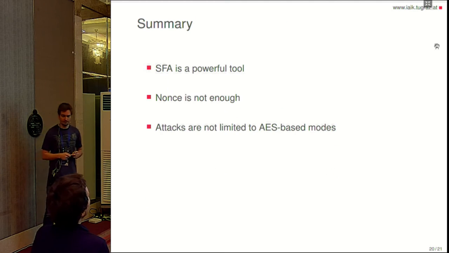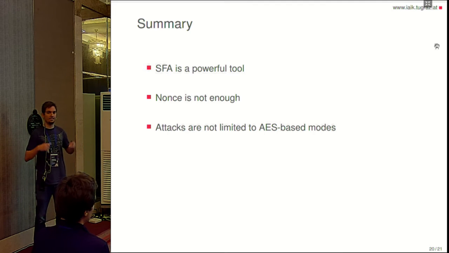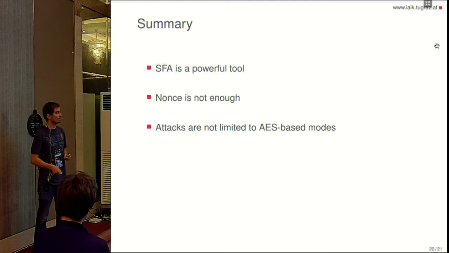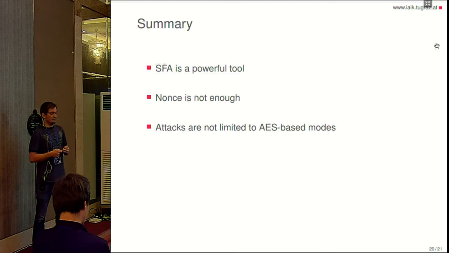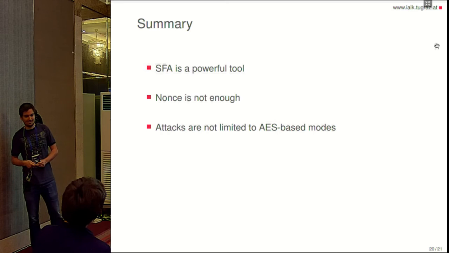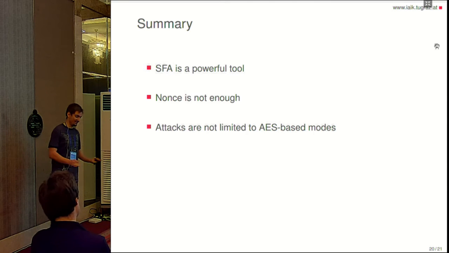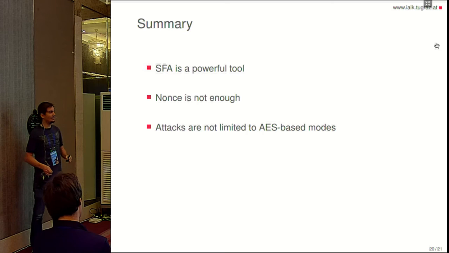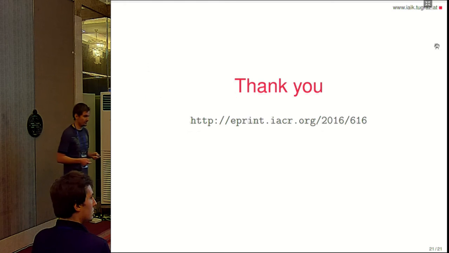So to conclude, we have shown that statistical fault attacks are a powerful tool in practice if you attack unprotected implementations. We have also pointed out that in general the nonce is not enough to protect authenticated encryption schemes against fault attacks. And lastly, I still want to emphasize that the attacks do not have anything to do with weaknesses of the shown algorithms or weaknesses of AES. They work on a wider range of modes and schemes, but of course, to say anything about the applicability, one has to evaluate and look at these modes. So thank you for your attention.